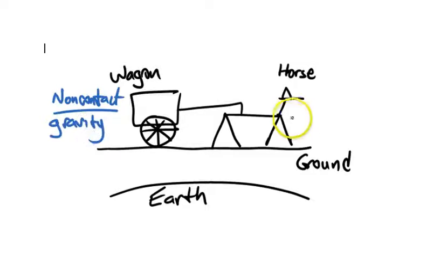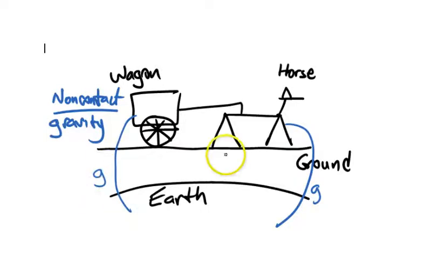Let me go ahead, and there's an attractive force between the horse and the earth. I'll put a little G here. Okay, between the wagon and the earth, I'll put a G there. Okay, and the ground itself is attracted to the earth. And okay, I think that's about it.